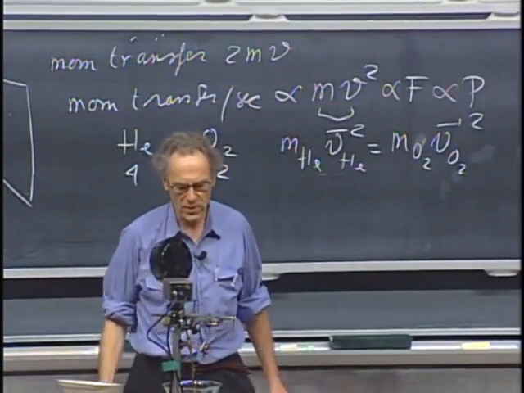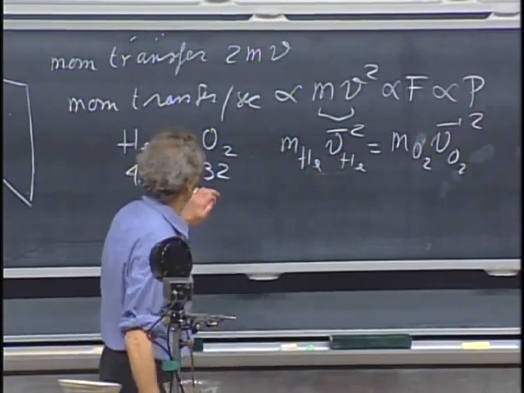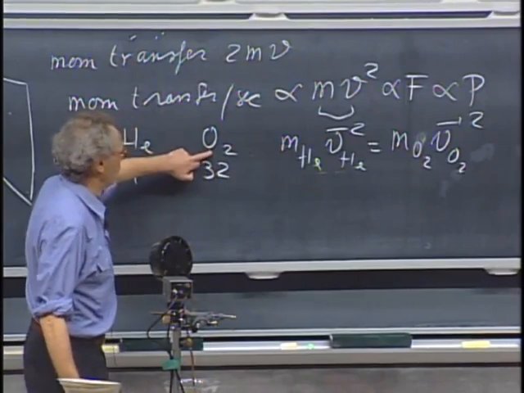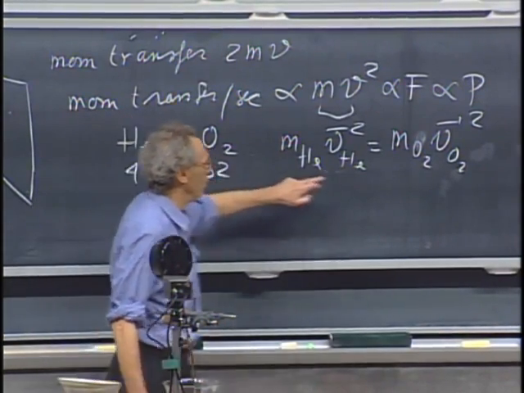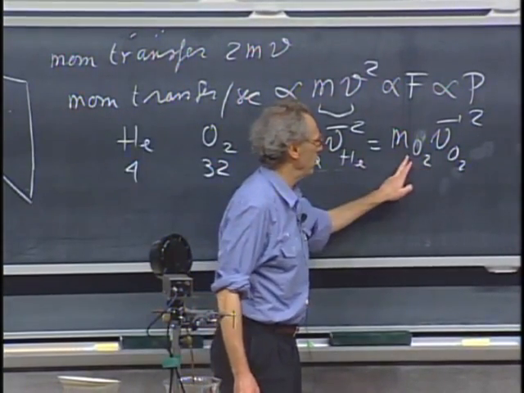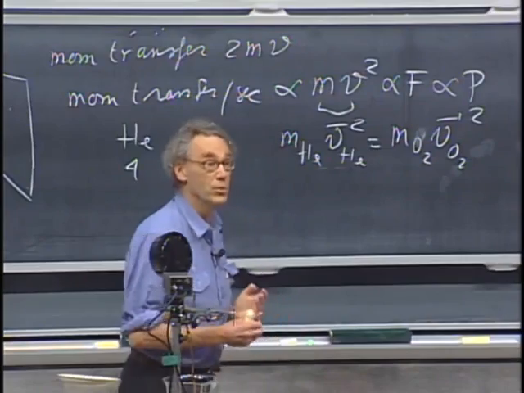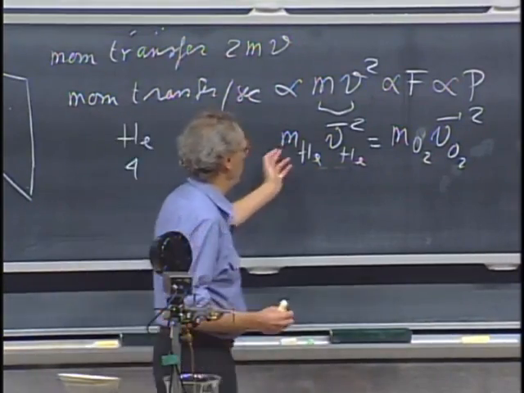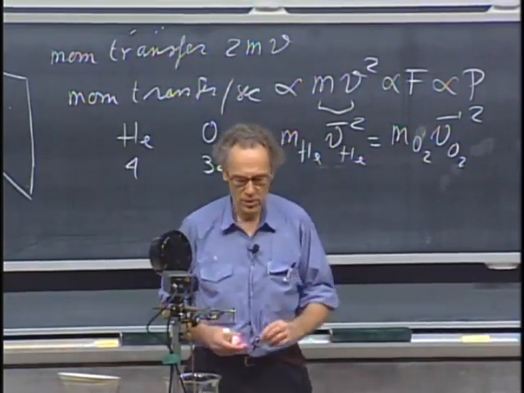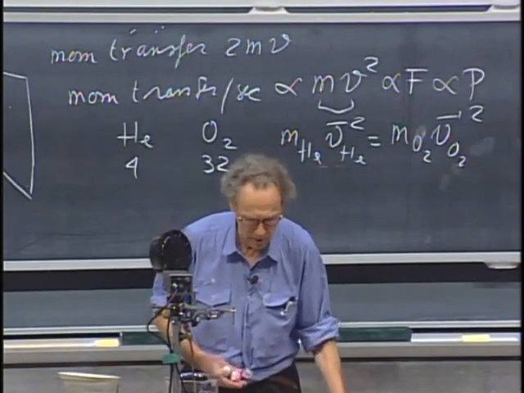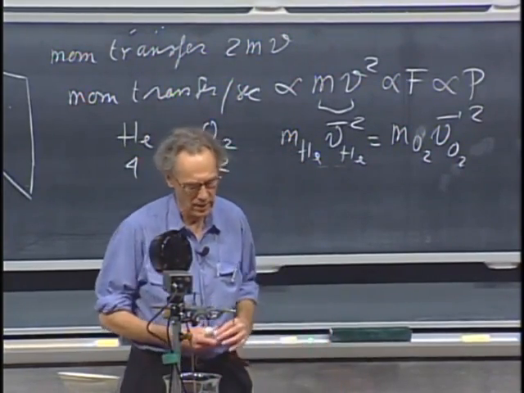And so what that means is that if the oxygen molecule is 8 times more massive, then the velocity is the square root of 8 times smaller, because the ratio 32 over 4 is 8. So the oxygen molecules have a lower speed, so that the product, mv squared, is always the same.